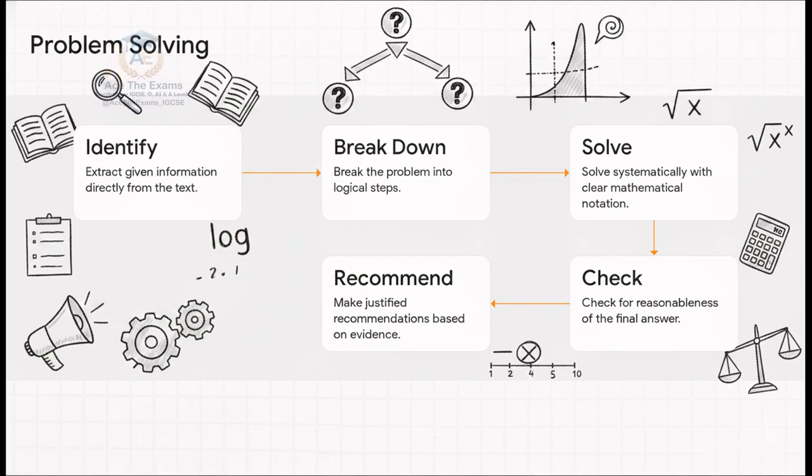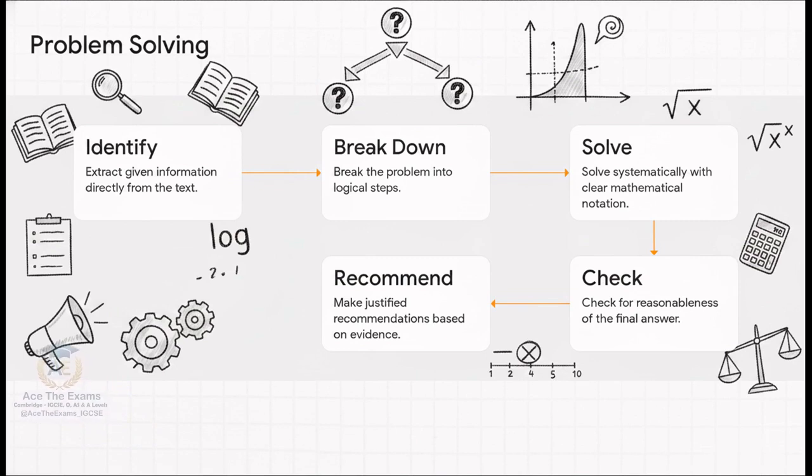Treat this as your absolute essential mental checklist during the exam. Step 1. Identify the given information. Scan the text, extract the relevant data right out of the paragraph. What is the initial temperature? What is the rate constant? Write those variables down immediately.